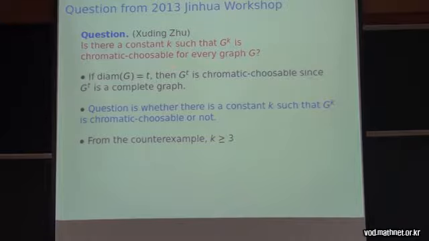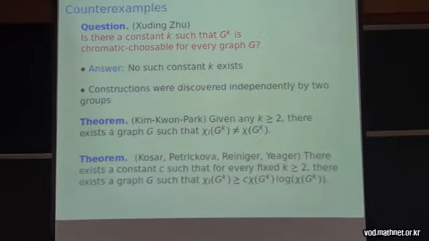And from the counterexample of the least square coloring conjecture, we know this k should be at least 3 if such k exists. But, very interesting case, again it's not true. We found that for every k, there's always a bad guy.